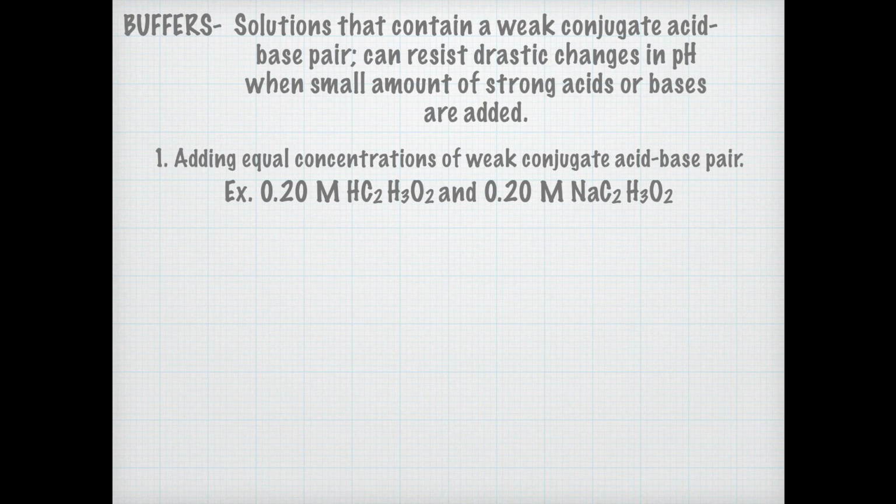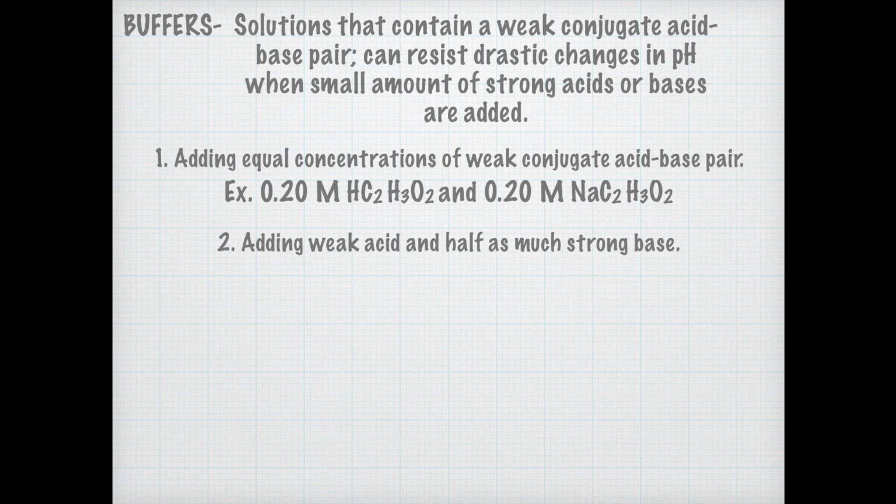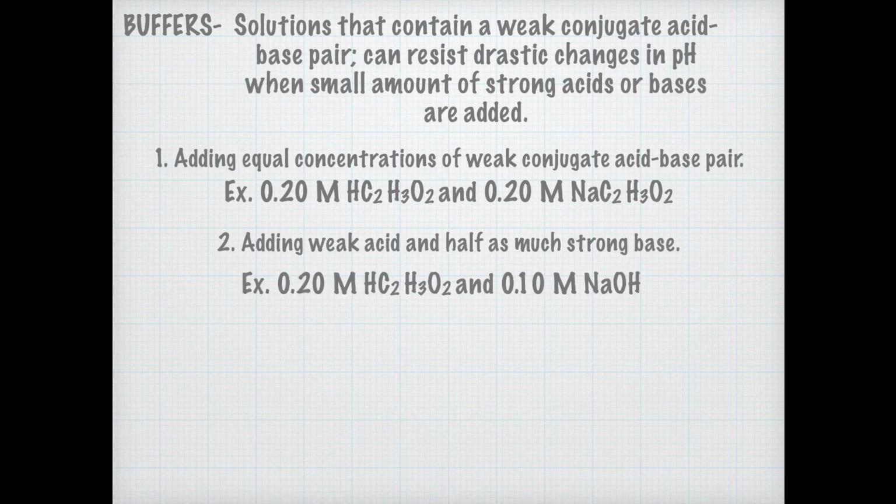Well, what if I don't have my conjugate base? Well, what you could do is you can add your weak acid and then half as much strong base, and that will give you an ideal buffer still, equal amounts of your weak acid and your weak base. So let me show you mathematically how that actually works out. So for example, I could take 0.2 molar of my acetic acid and I could add half as much strong base. In this case, I'm going to add 0.10 molar of NaOH.